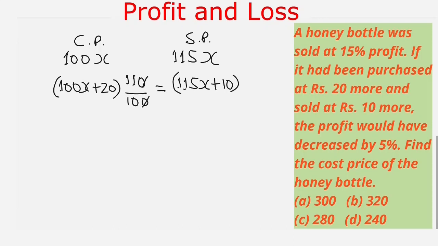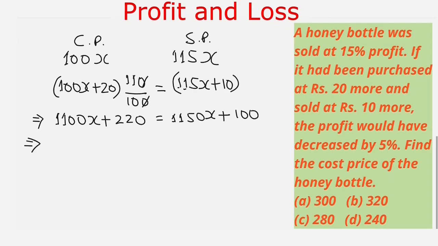The 0 of the numerator 110 is cancelled by the 0 of the denominator 100. By cross multiplication we get 11 multiplied by 100x is 1100x plus 11 times 20 is 220, equal to 10 times 115x is 1150x plus 10 times 10 is 100.